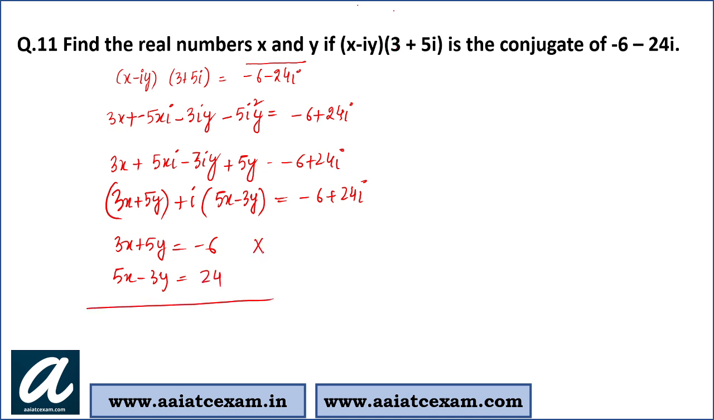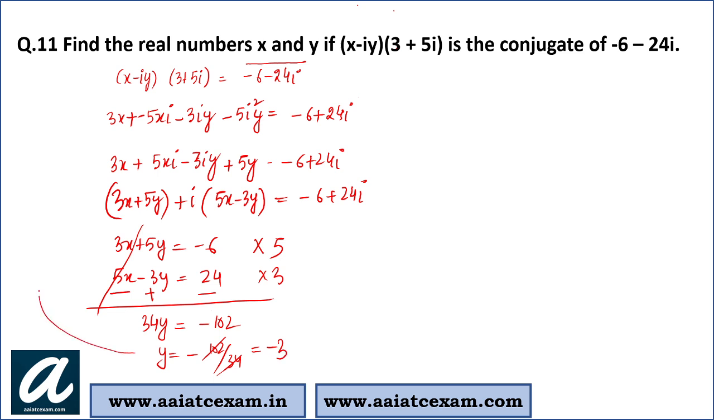Just multiply this term by 5 and this by 3, and then subtract. They will cancel out. 25 plus 9 will become 34y, students. This will be equal to minus 30 and minus 72, that is minus 102. Students, y will be equal to minus 102 by 34, which is minus 3.